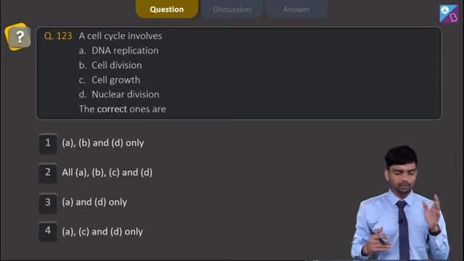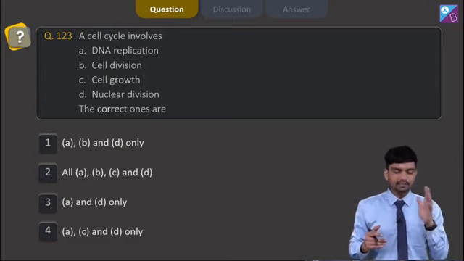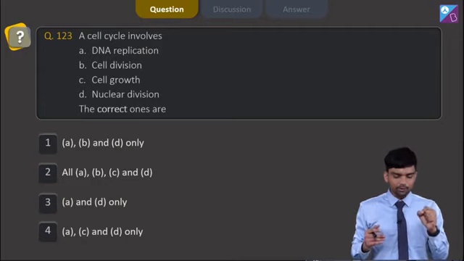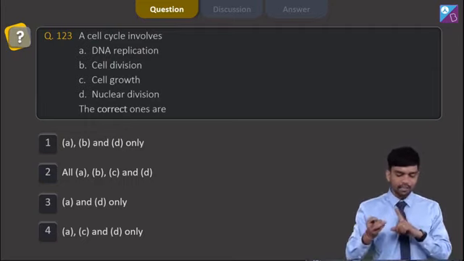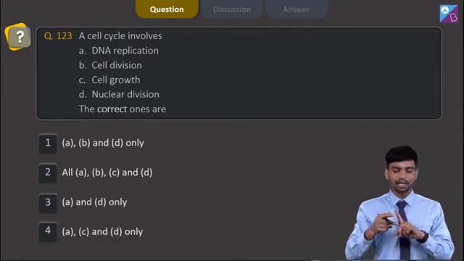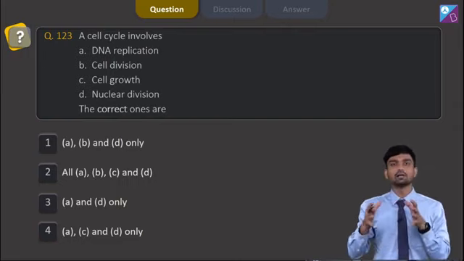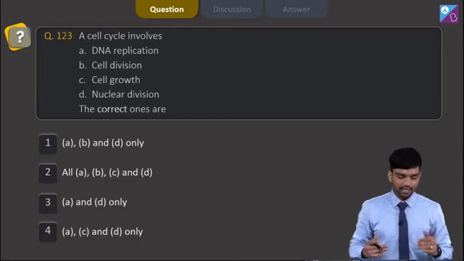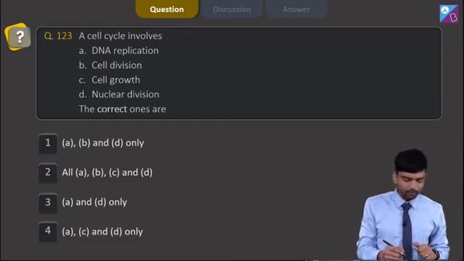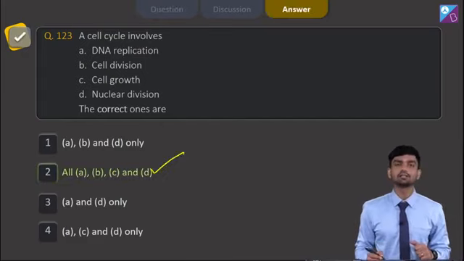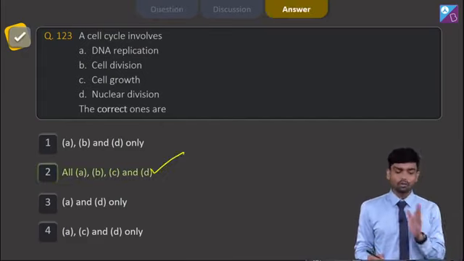We come to the next question, question number 123, which says a cell cycle involves DNA replication, cell division, cell growth, nuclear division. Understand, a cell cycle involves all of these processes in a coordinated way. It also has cell division, nuclear division, cell growth and DNA replication, which actually follow in a sequence. So we have the right answer as all of these are present. So we have option number 2 as the right answer, which says it consists of all the processes given here.